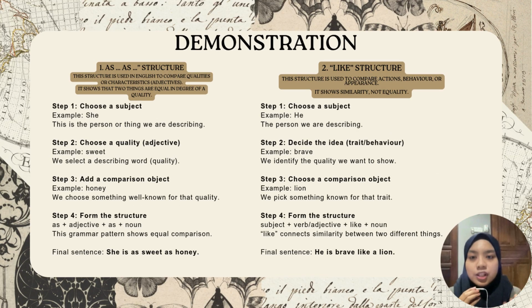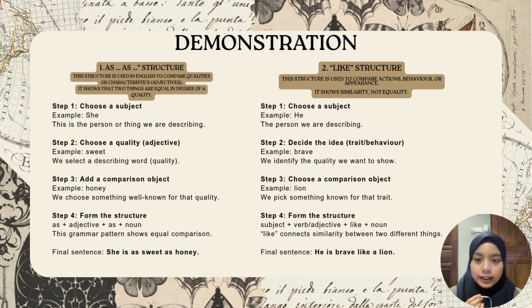So this is the demonstration of how to use the Simile Builder technique step by step. For the as-blank-as structure, step 1, we choose a subject. For example, we have here, she, referring to a girl. For the next step, step 2, we choose a quality or an adjective. For example here, sweet. Step 3, we add a comparison object, which is a noun. The example we have here is honey. Honey is sweet. And step 4, we form the sentence. She is as sweet as honey. So basically, it's a step-by-step technique.